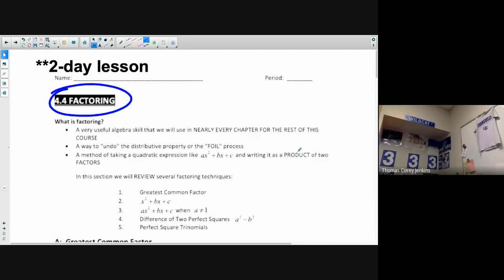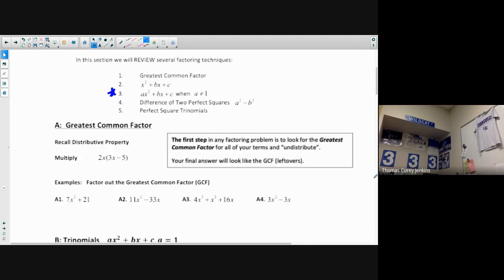In this section, we will review several factoring techniques: GCF, factoring a quadratic expression whose lead coefficient is 1, and whose lead coefficient is not 1. These are a little bit tougher, and then these are the shortcut deals. All right, I'm going to cover this over 2 days, as you can see. I'll probably get down here today, so that'll be the most important stuff. And then tomorrow you will have a quicker lesson.